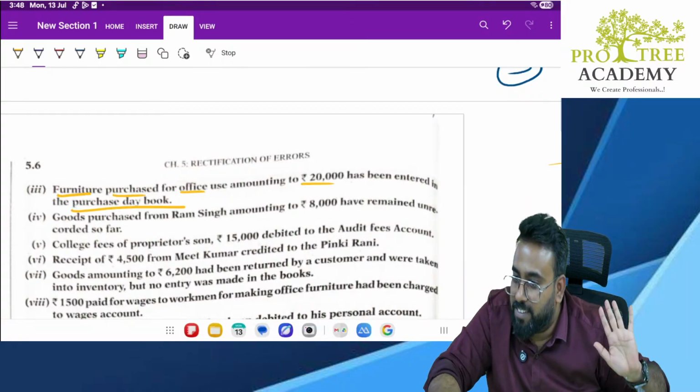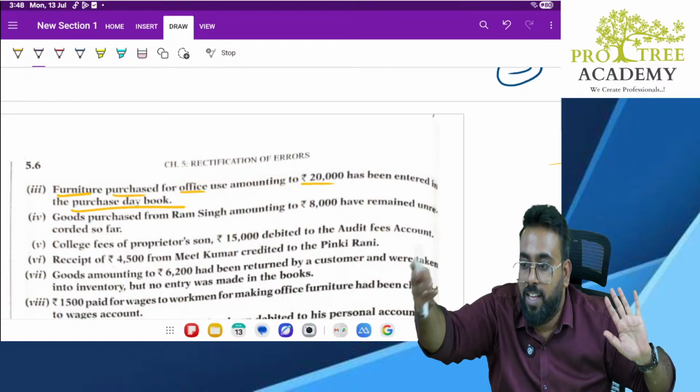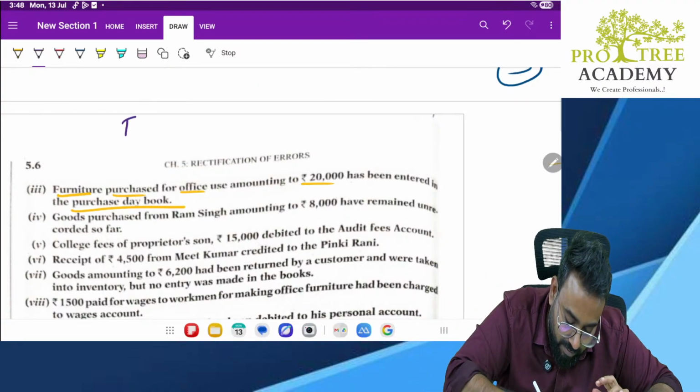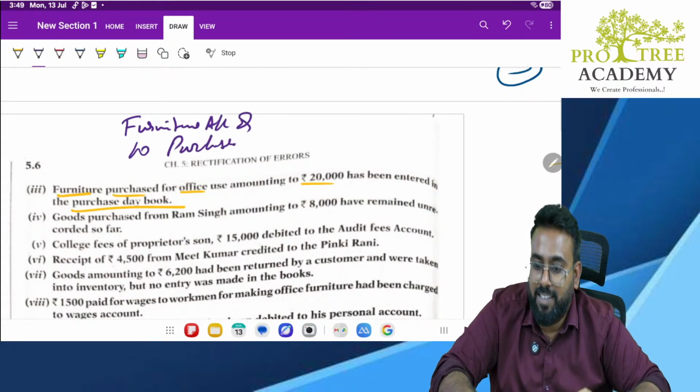To bank is fine. Now what is the thing which has to go out? Purchase has to go out. It is debited, so credited. So what should be debited? Furniture. So what is the entry? That's it. Done? Okay, next.